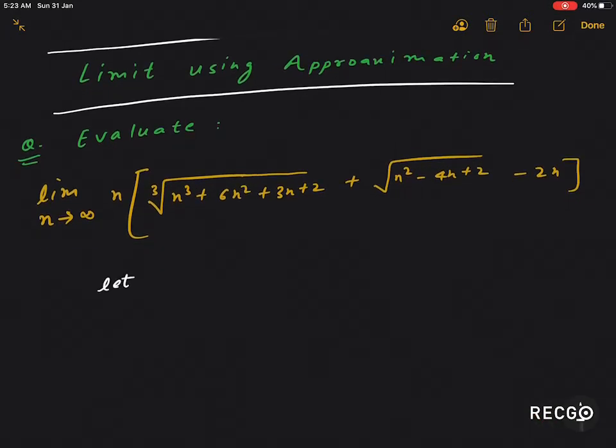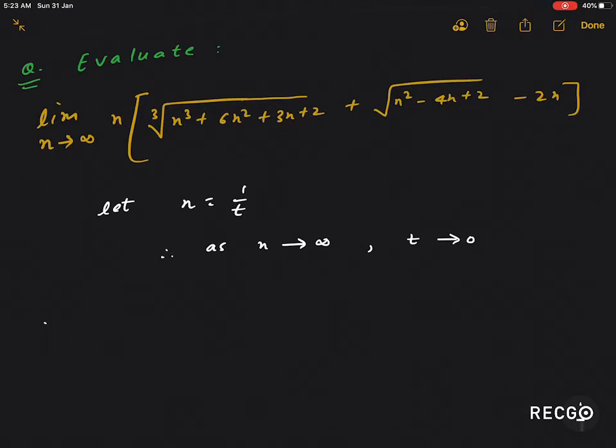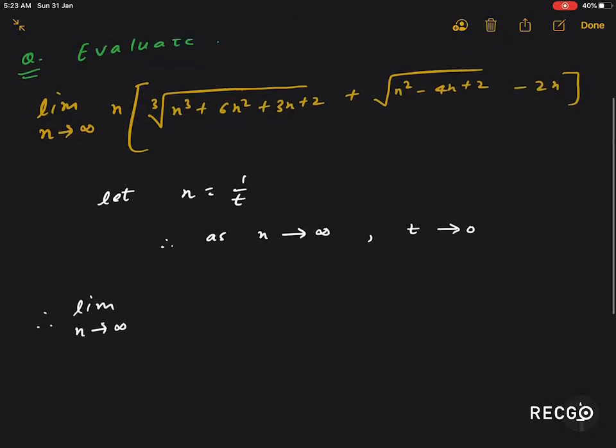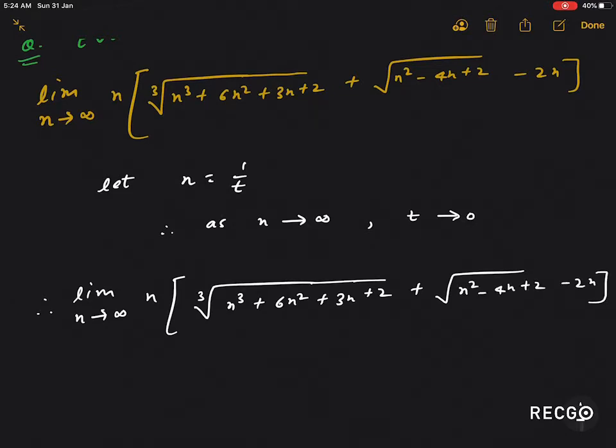Since n is tending to infinity, and solving at infinity sometimes becomes more complex, let us say that n is equal to 1 by t, and as n tends to infinity, t tends to 0. So I'm putting in each term n is equal to 1 by t. This limit given in your question is limit n tends to infinity of n multiplied by the cube root of n cube plus 6n square plus 3n plus 2, plus the square root of n square minus 4n plus 2, minus 2n.